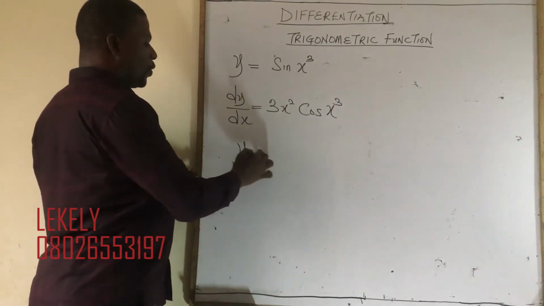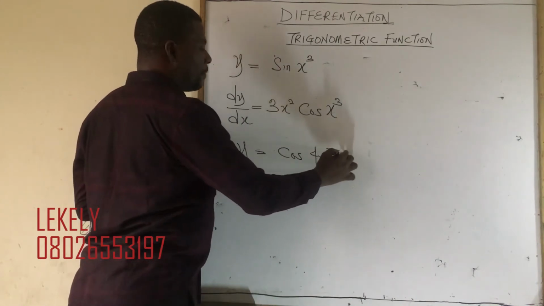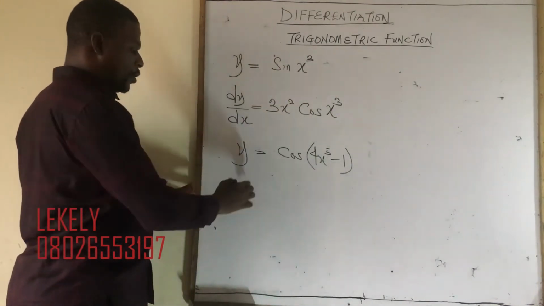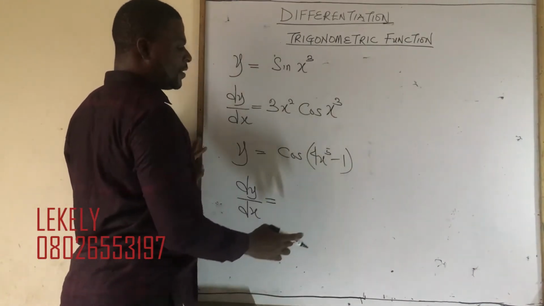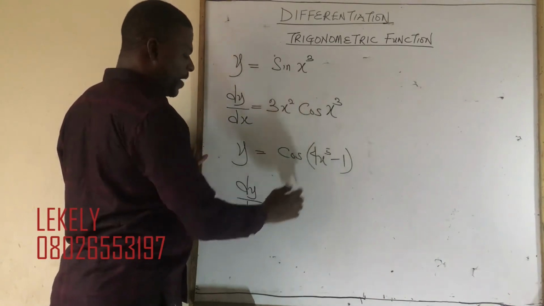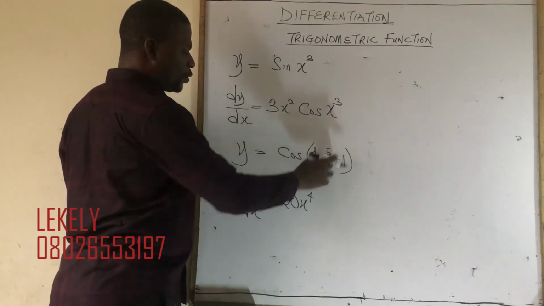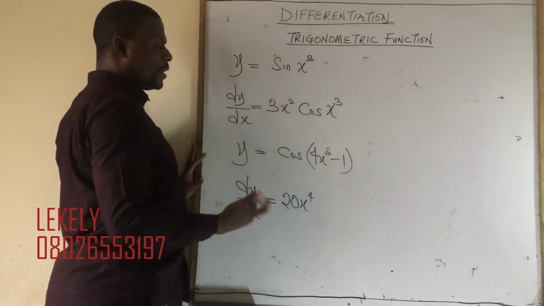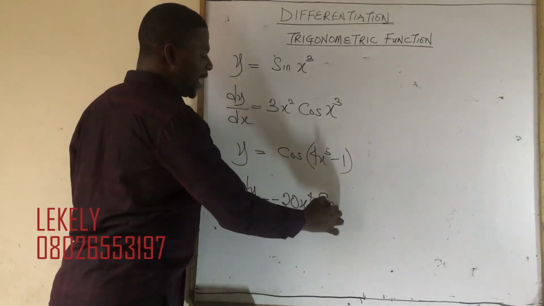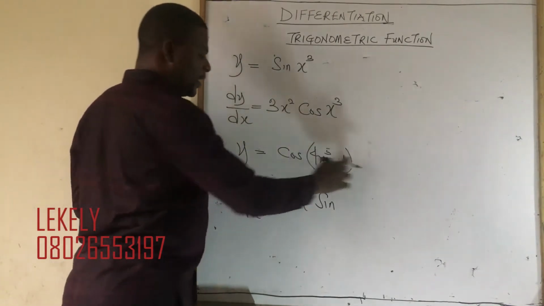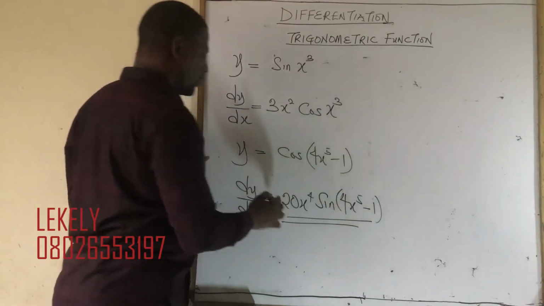Now look at this: if I have y equals cos of (4x^5 minus 1), your dy/dx here is going to be: differentiate what you have in the bracket. If you differentiate 4x raised to power 5, that will give you 20x raised to power 4. 5 times 4 is 20, minus 1 from the 5, you have 4. Differentiate 1, that's 0. By the time you differentiate cos, what will it give you? Minus sine. Always bring the minus to the far back, then rewrite the bracket, 4x^5 minus 1. You have answered that question.